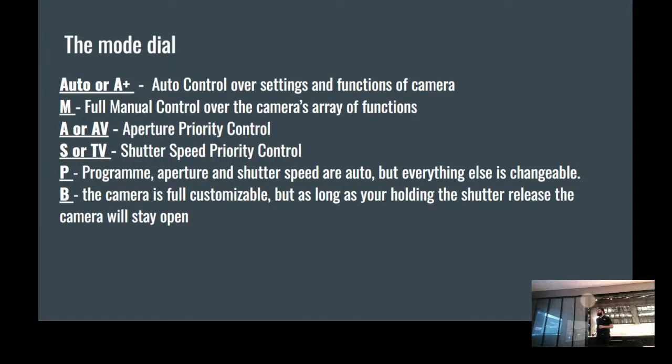Last but not least, bulb or B. The camera is fully customizable, but as long as you're holding that shutter release, the camera will stay open. This is great for long exposure shots, which we'll talk more about in the intermediate class. But for those who really want very detailed or saturated images and who use tripods for the most part, then you can absolutely try using the B setting on your camera.